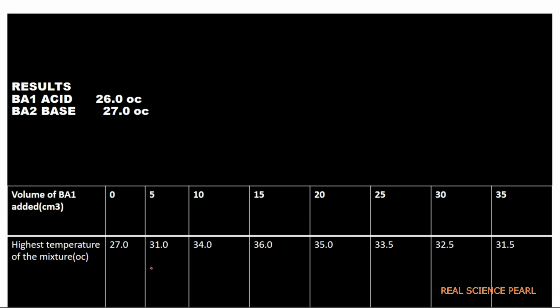Now, in this experiment, I've got some data which we are going to use to first understand, then later we shall have the hands-on. I have my BA1, which is the acid, at 26 degrees Celsius and the base at 27 degrees Celsius. Remember, in our experiment, we need what we call the variables. We have the independent variable, controlled variable, and the dependent variable.